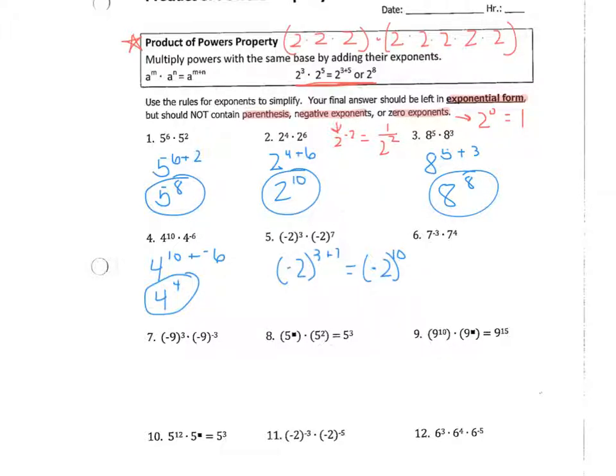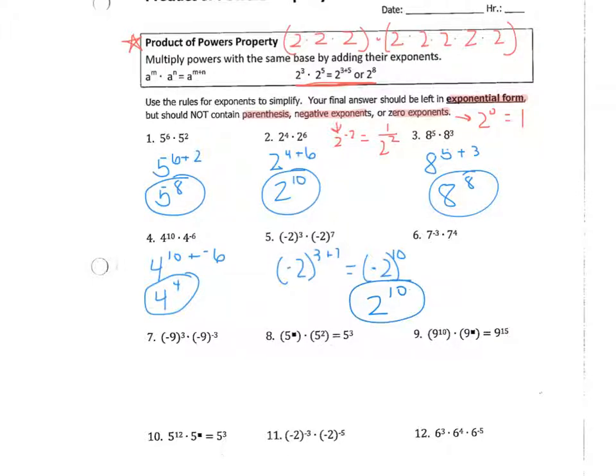So remember, we said we don't want to have parentheses. If you have an even exponent, you know you can take away that negative. This is really just 2 to the 10th power, and that's our final answer, because we know it will be positive.